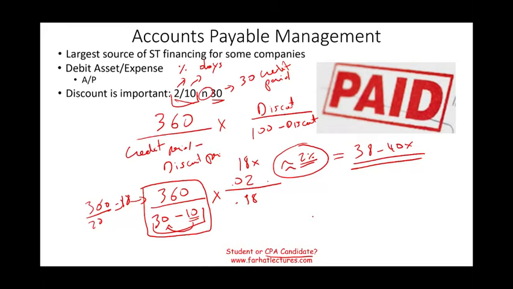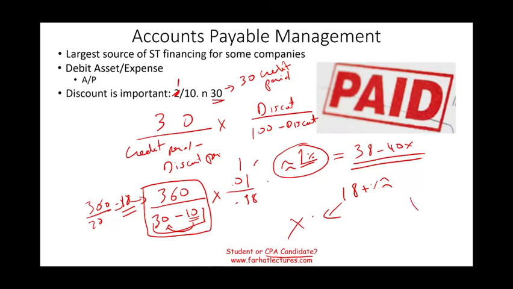Now, if I told you that your discount rate happens to be 1%, well, guess what? Then you're going to be saving a little bit over 1%, 18 times a year. So your savings is approximately 18% plus. It's a little bit over 18%. So any number below 18%, you would eliminate. Any number that's so far away from 18%, you eliminate.